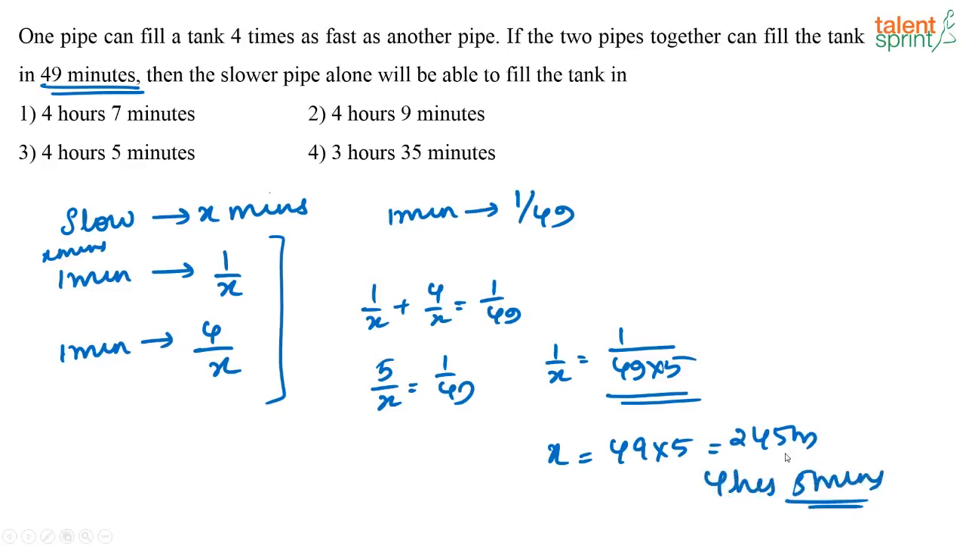Okay. Option 3. See, 245, right? What is 240 minutes? 240 minutes is 4 hours plus 5 minutes. That's all. Option 3. See, this is just the step that you have to write. All this is just for explanation that I am writing. You just write this, you will get the answer.